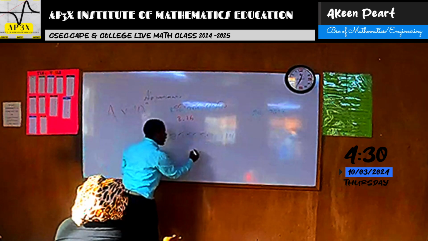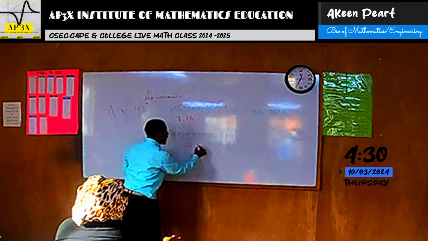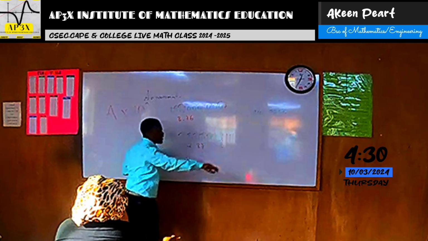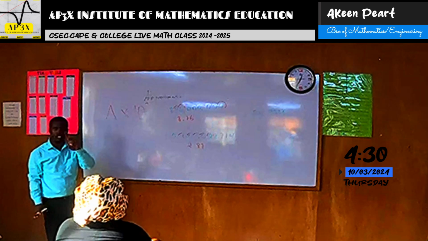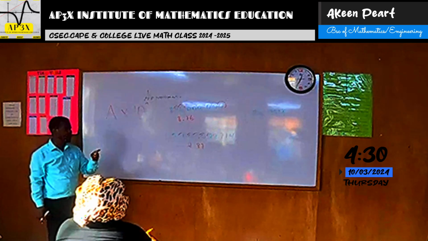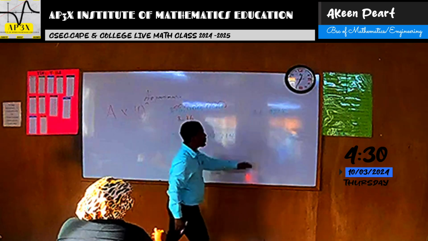So my A value now becomes 2.87. I can ignore the rest, those are irrelevant. I don't have to write down all of them, I just need to write at least 2. So 2.87, right? That is my A.